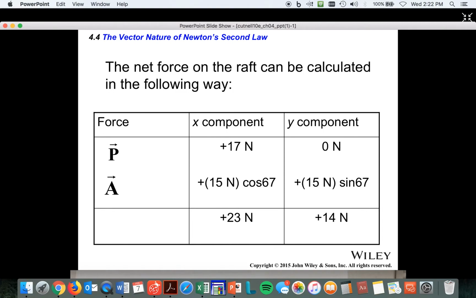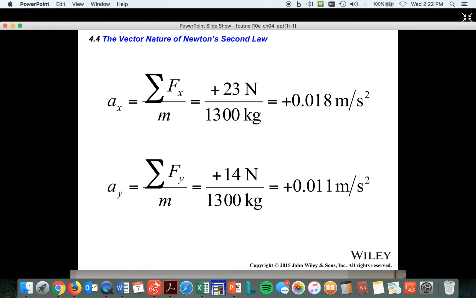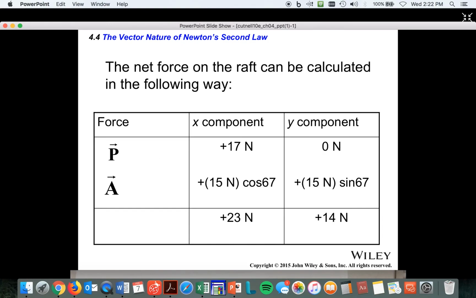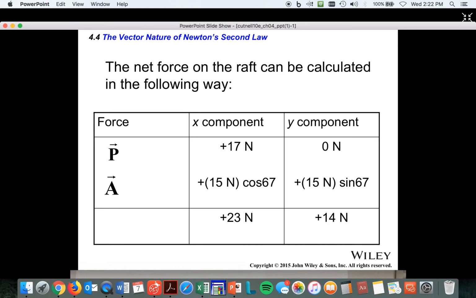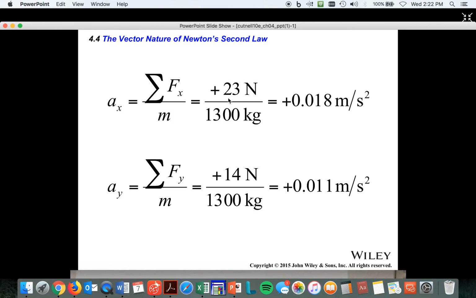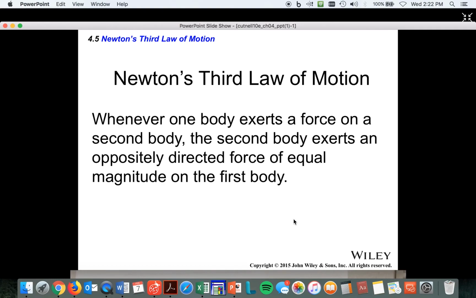So here's the x component, 23 plus 14. See, they didn't even tell me what the mass of the raft was or anything. Well, let's assume the raft now is 1,300 kilograms. 23.01 meters per second is accelerating in that direction. Now, those are accelerations. Those aren't the actual velocity. It might be cruising along nicely.